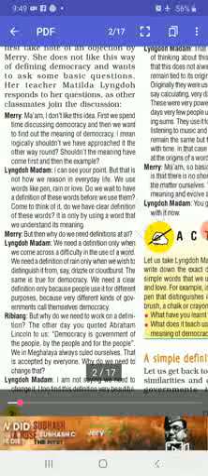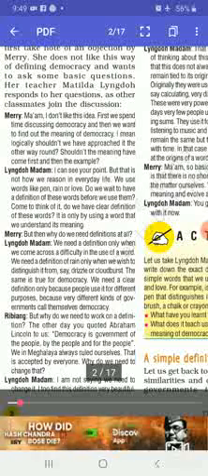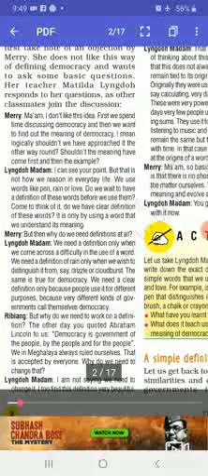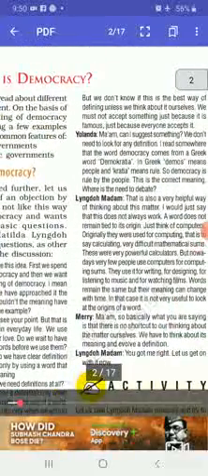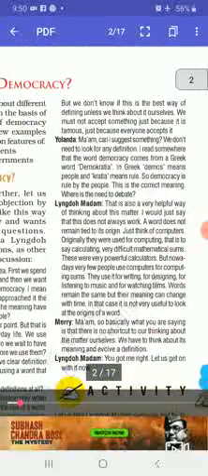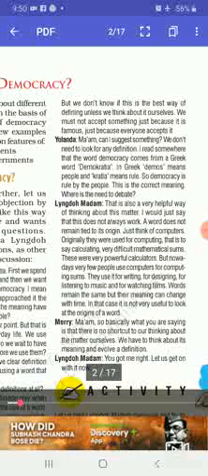Ma'am, I'm not saying we need to change it. I too find this definition very beautiful. But we don't know if this is the best way of defining unless we think about it ourselves. We must not accept something just because it is famous, just because everyone accepts it.